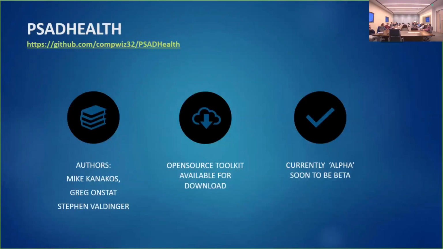PSAD Health is a toolkit, as I just said, written by the three of us. We're open sourcing it. It's available for download. I would say right now we're somewhere between an alpha and a beta stage. It consists of 11 scripts to check various things about AD. I feel very confident in 7 to 8 of the scripts right now. We've got a couple of bugs to work out in the last 2 or 3.